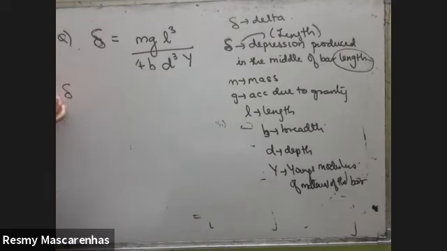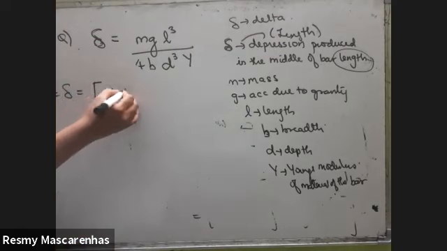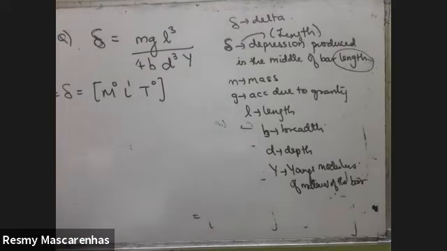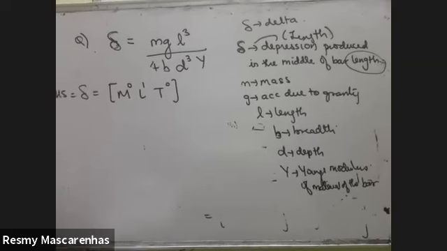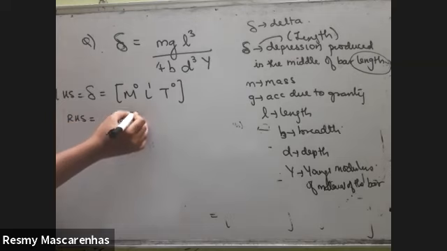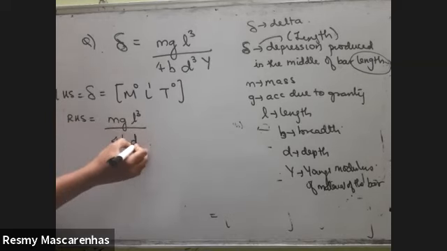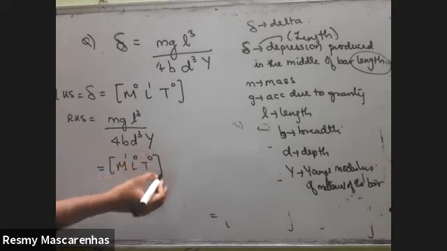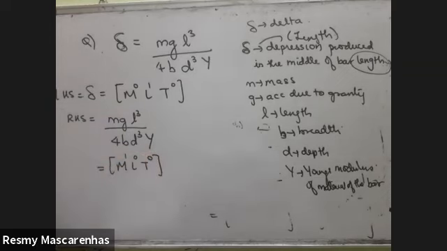This is my left hand side. Length means only L will be 1. That's it. So this is my left hand side. Then right hand side you take M. This is mass. Acceleration.